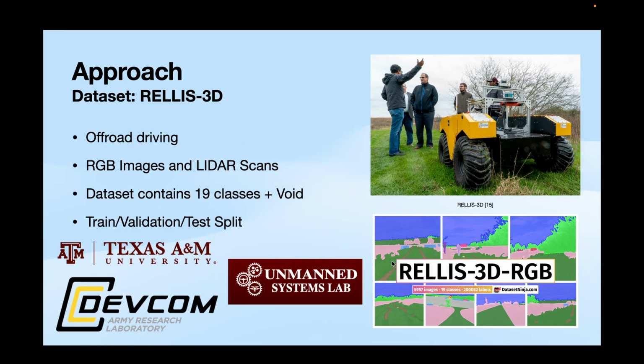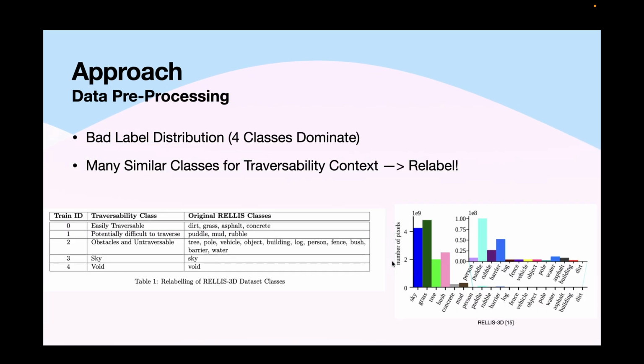The dataset that I'm using is the RELLIS-3D dataset. It's an off-road driving dataset with RGB images and LiDAR scans. I'm not using the LiDAR scans, and it contains 19 classes plus a void class, and it already provides a train, validation, and test split.